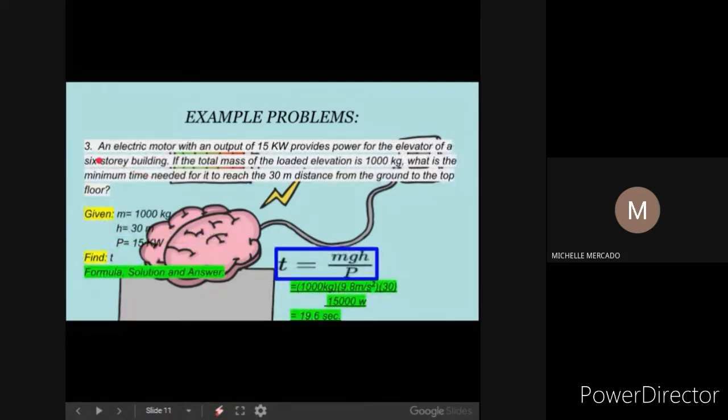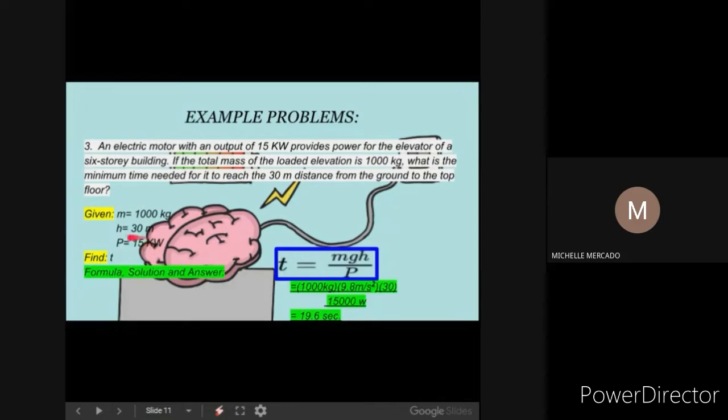Okay, next, number 3. An electric motor with an output of 15 kilowatts provides power for the elevator of a 6-story building. If the total mass of the loaded elevator is 1,000 kilogram, what is the minimum time needed for it to reach the 30-meter distance from the ground to the top floor? Okay, first we're going to analyze the given. So the given mass is 1,000 kilogram. Given height and distance po natin as well is 30 meter. Then the given power natin is 15 kilowatts.